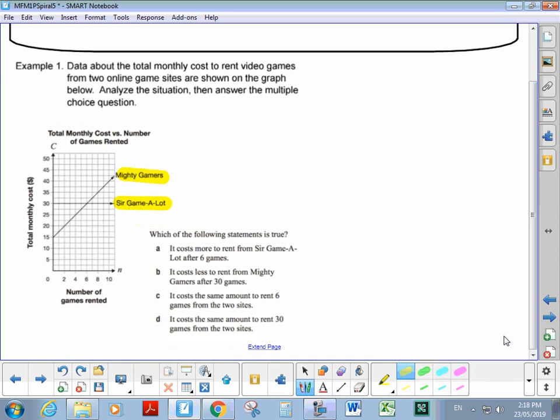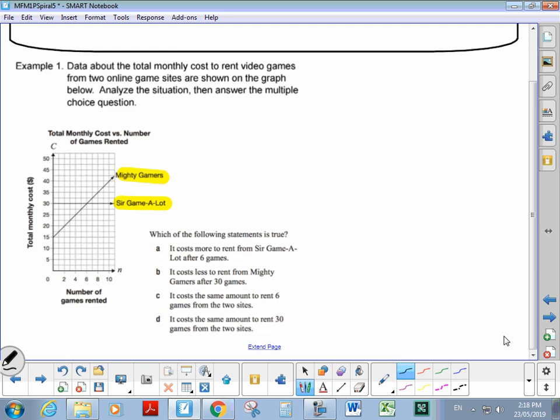questions. So, which of the following statements is true? This is a multiple choice question, something that you would see on EQAO. So I'm going to take a little bit more time with it. Which of the following statements is true? It costs more to rent from Sir Game a Lot after 6 games.